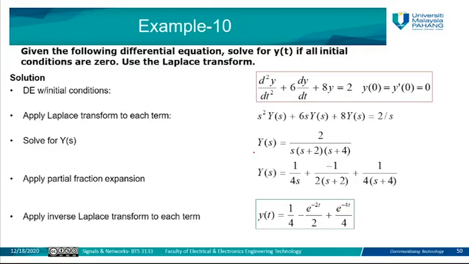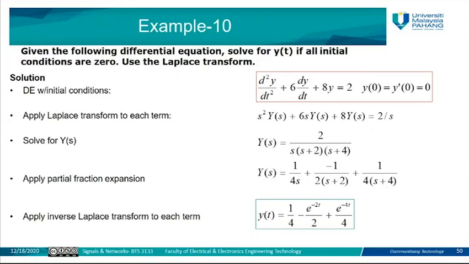Okay, thank you. Next, this example 10 is also the same. You can just try it by yourself. The solution is already there. So you have the differential equation. First, you need to convert this differential equation by using Laplace. So you write the equation here: Y(s) equals 2 over s times (s plus 2) times (s plus 4). Then you have the poles are different. You must be sure that the poles are different and real numbers.